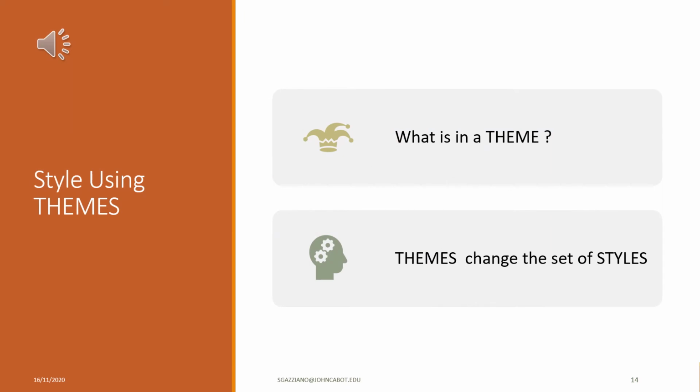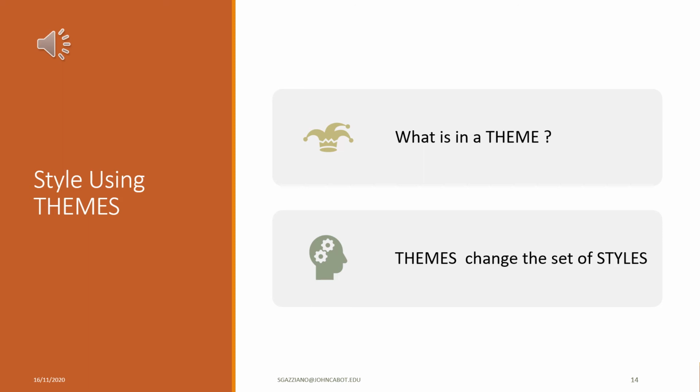As we have shown in the video when I applied the style and then changed the theme, styles are grouped in different themes. Themes change the set of styles. That means you can change colors, you can change combinations of fonts, and you can change also if the titles are underlined or have a background and so on. Themes change the set of styles. That means that if you change the theme, any change to the style that you have done before gets overwritten by the new set of styles.